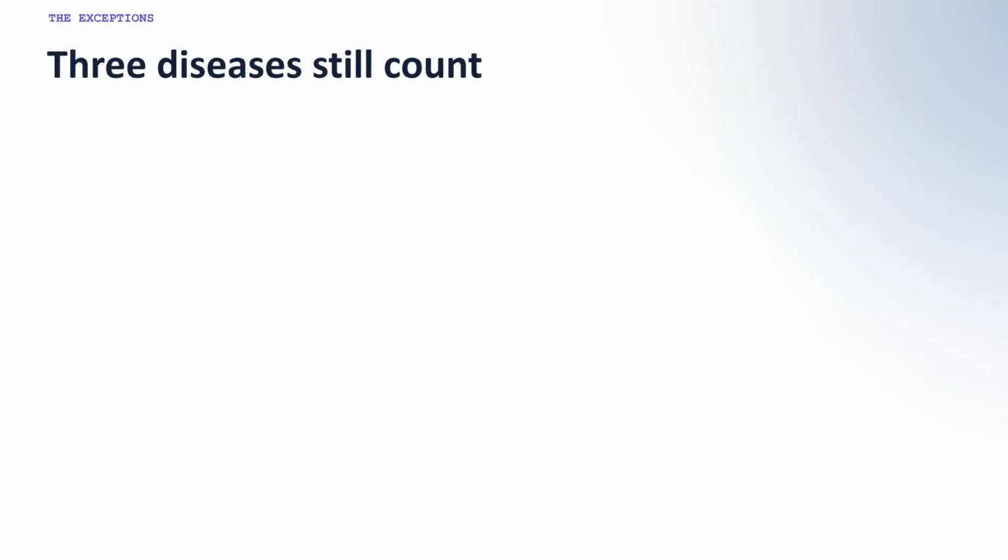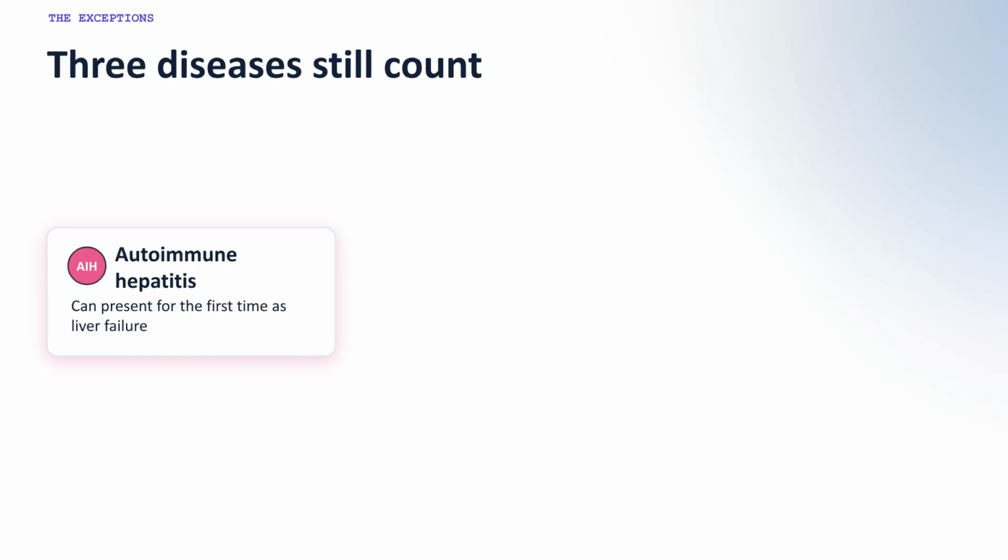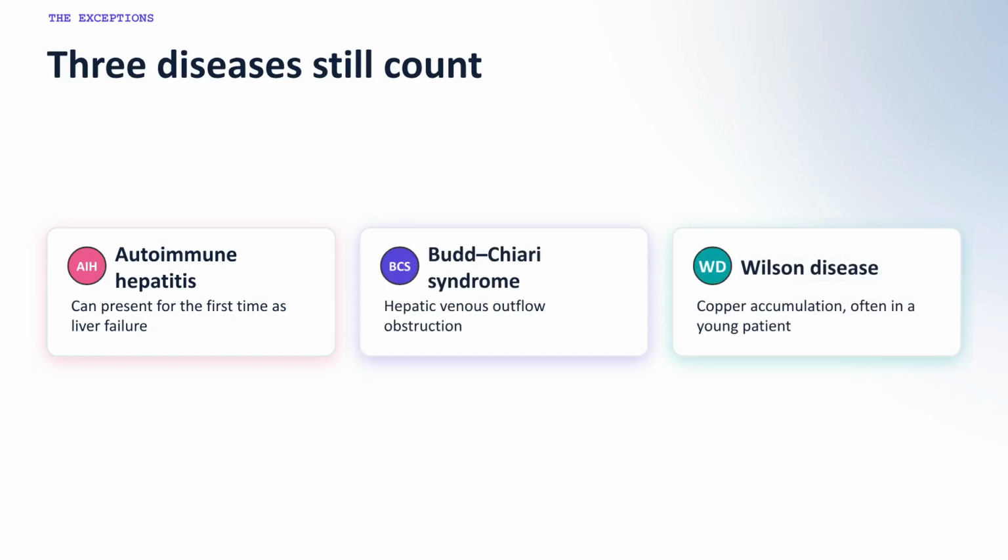3 diseases are exceptions to the no pre-existing liver disease rule. Autoimmune hepatitis, Budd-Chiari syndrome, and Wilson disease. All 3 are labeled acute liver failure even when there is already chronic liver disease. The reason is practical rather than academic. All 3 can decompensate catastrophically, and all 3 have specific treatments. Excluding them on a technicality would delay exactly the patients who most need moving to a transplant center.